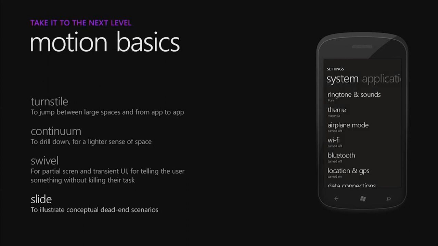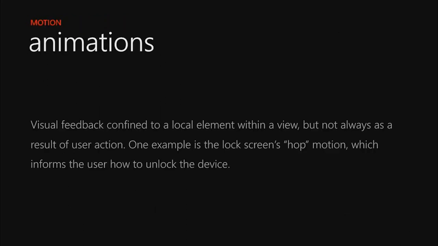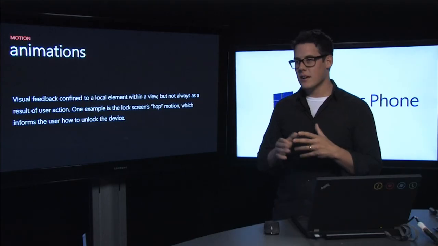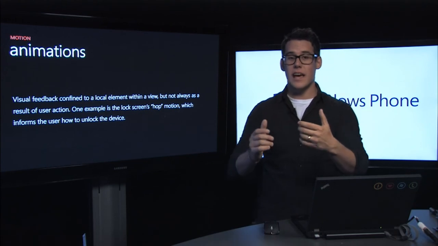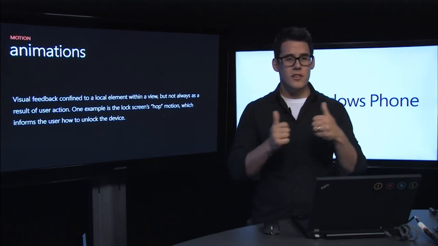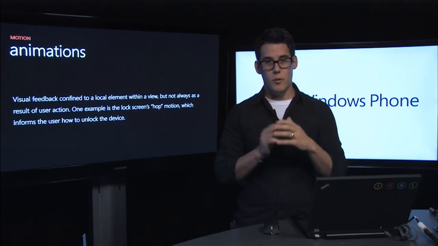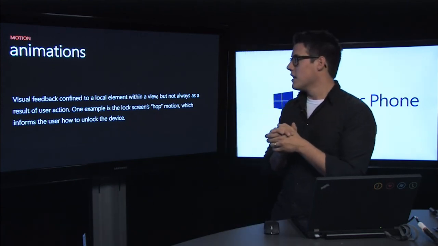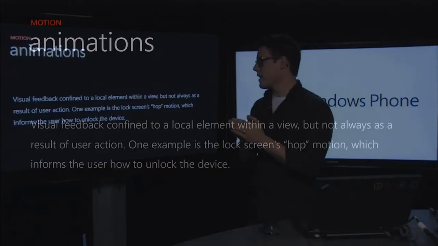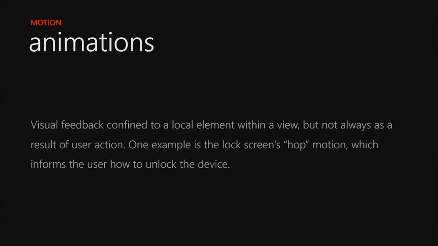Now, in the last couple of slides, we were covering transitions. And transitions are basically animations to go from one page to the next. But what about other animations that aren't just transitions in between pages? So animations are visual feedback confined to a local element within a view, but not always as a result of a user action. Mostly, this has to be based on a user action or data on your screen changing, right?